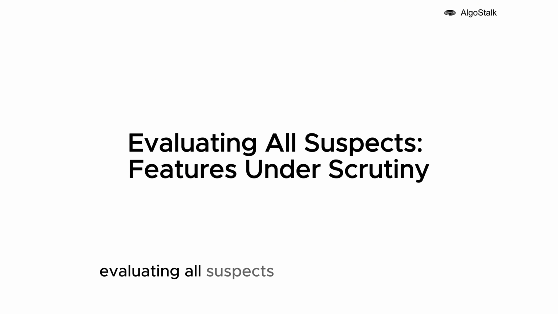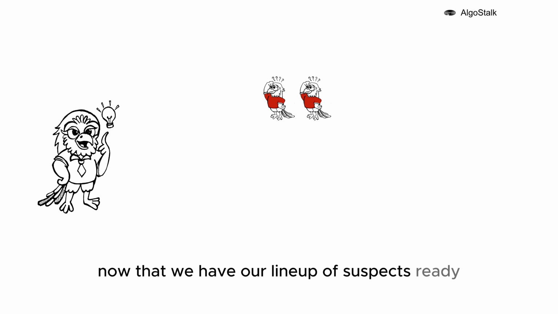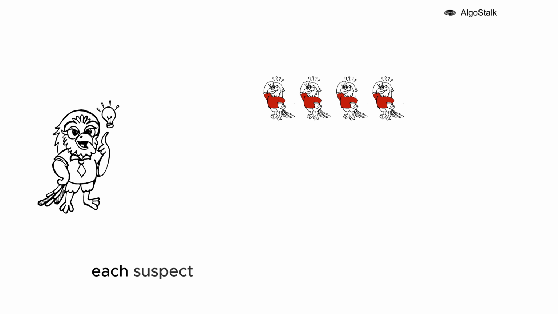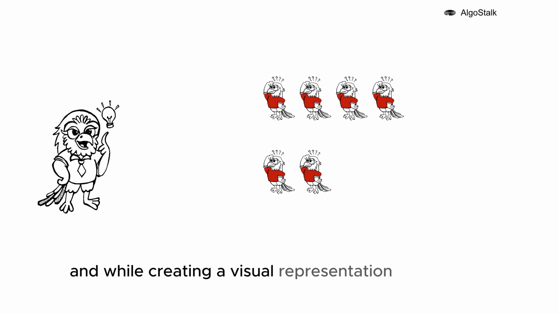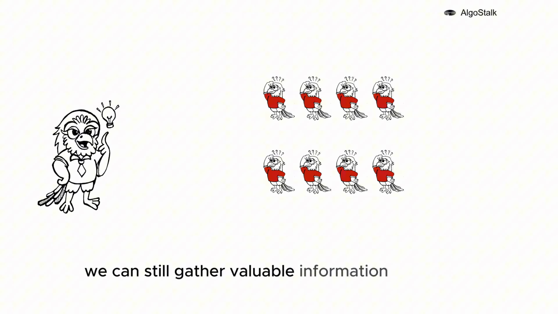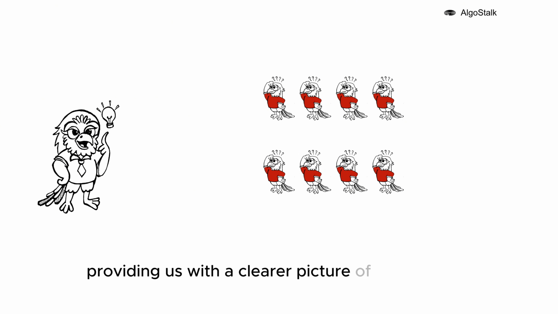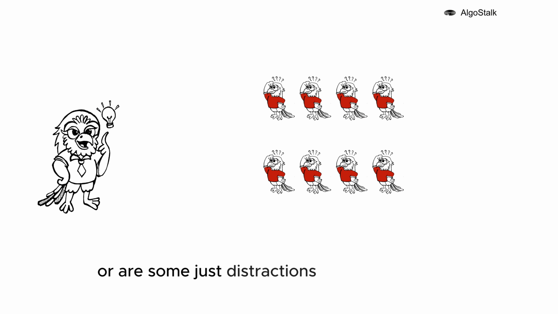Evaluating all suspects, features under scrutiny. Now that we have our lineup of suspects ready, it's time to bring them all into the interrogation room. Each suspect represents a feature in our dataset, and while creating a visual representation of each one may seem daunting, we can still gather valuable information from them. This method allows us to see the collective influence of all suspects, providing us with a clearer picture of the situation at hand. Are any suspects providing valuable evidence, or are some just distractions leading us astray?